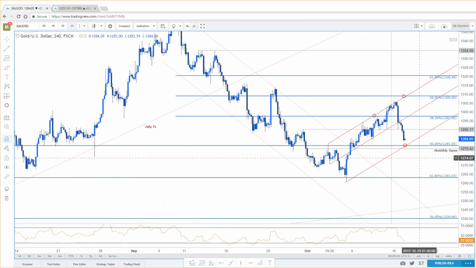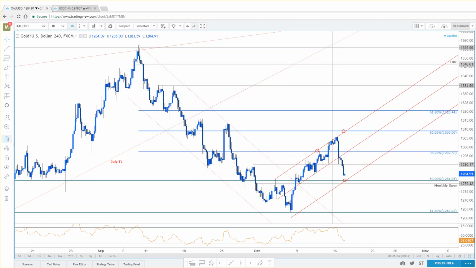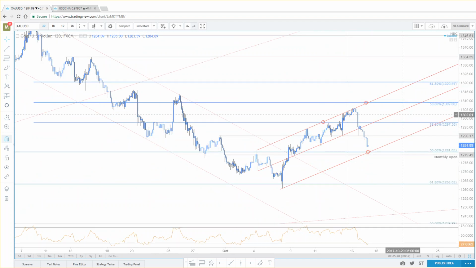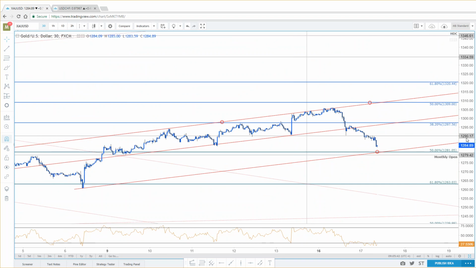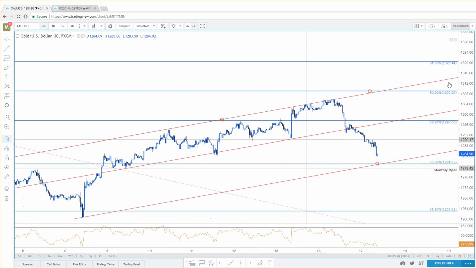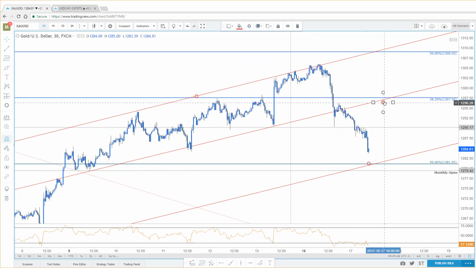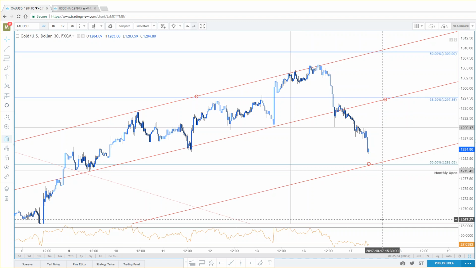Again, here's the intraday, a little bit closer of a look at the 120, even the 30, just showing real clean price action. That's near-term resistance. Key support still in this zone. Okay, and that is gold for the day. Looking for support just lower.